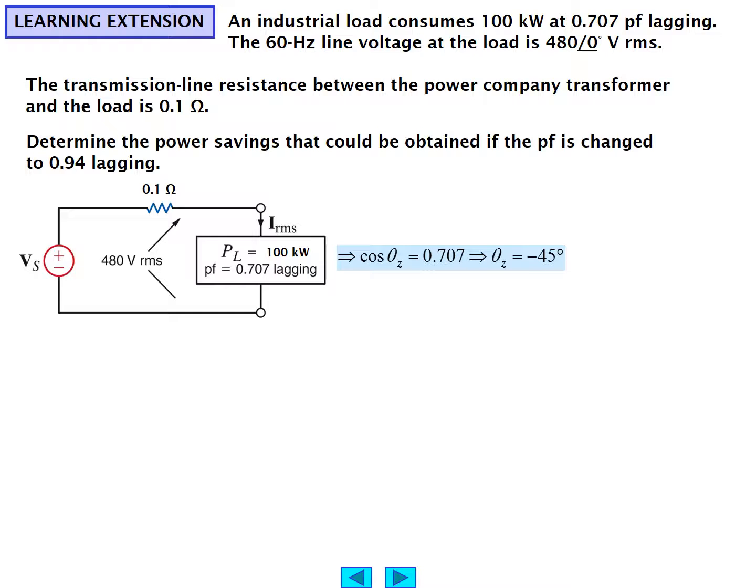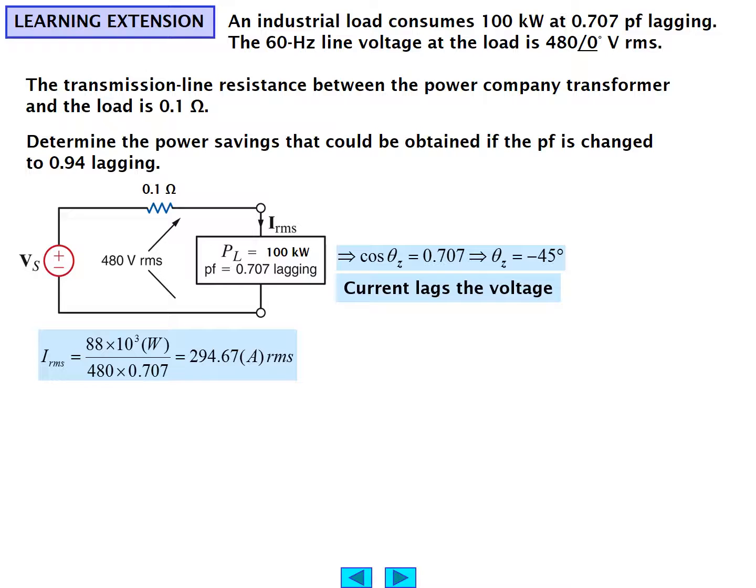Cosine theta z is the same as in the previous example. It's 0.707, and we have to know from its lagging representation that theta z is minus 45 degrees. Current lags the voltage again. IRMS can be computed. Now this is a typo, but the answer is correct. It should be 100 kilowatts divided by 480 times 0.707, the power factor, giving us 294.67 amperes RMS.